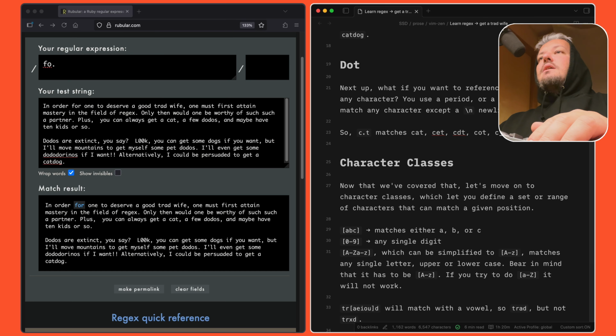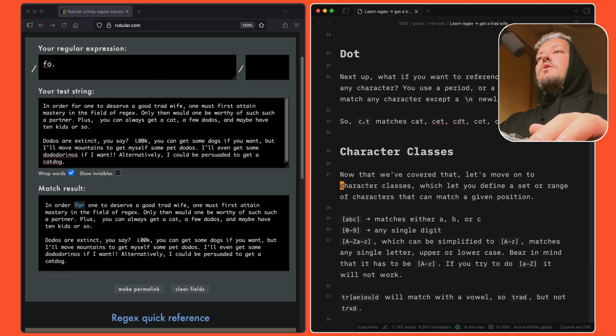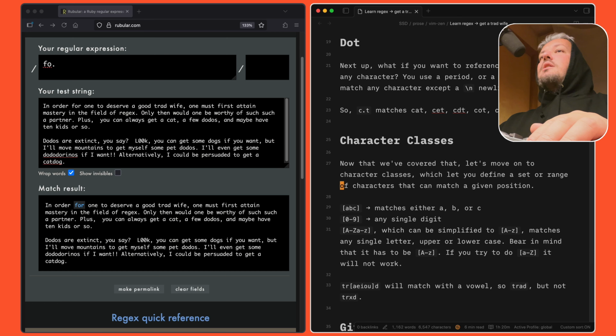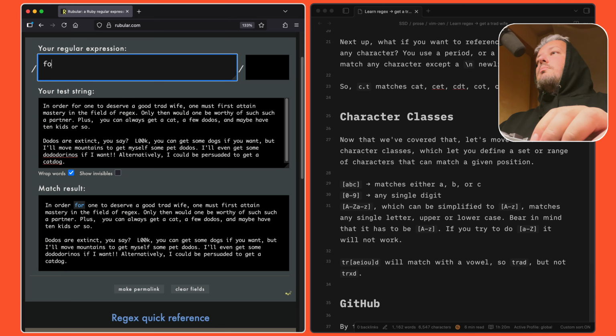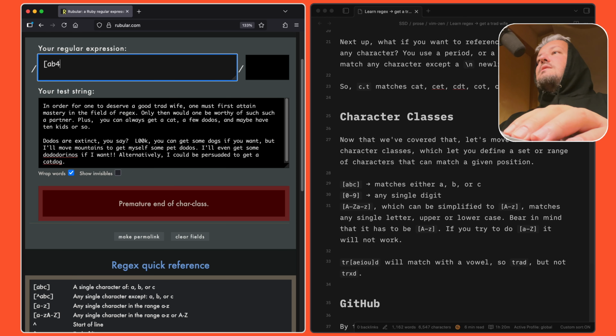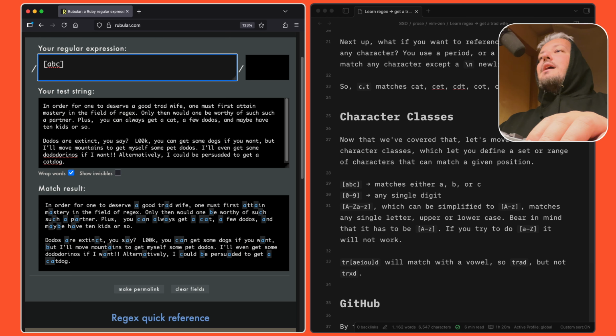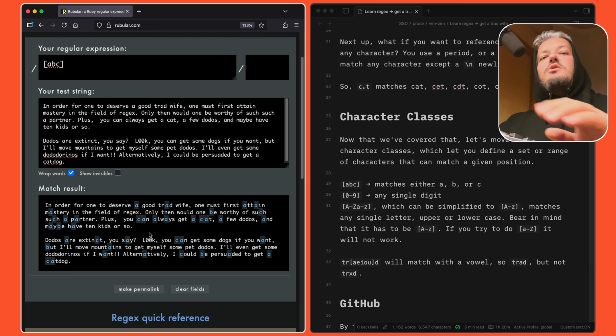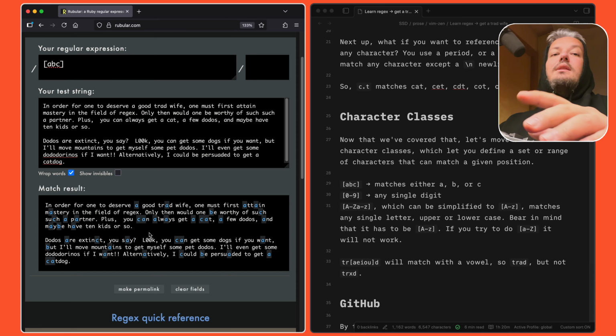Next up, we have character classes. So now that we've covered the period, let's move on to character classes, which let you define a set or range of characters that can match a given position. So if we go back here, if we do a, b, c like this, it will match any instance of the letter A, B, or C in our text. As you can see here, it's highlighted all these letters, and it's important to point out that these are separate matches. So the C is a match, the A is a match, they're separate. We'll get into a second as to when that's not the case.